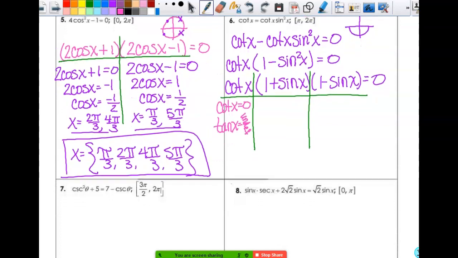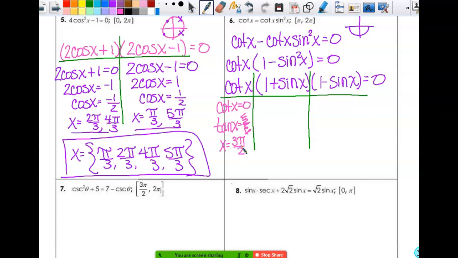So when is tangent, oh, and I need to look up here. I only care about from pi to 2 pi. So when is tangent undefined? At what angles? 3 pi halves. It's pi halves and 3 pi halves, but I don't care about pi halves, right? So it's 3 pi halves. So I'm done with that one.